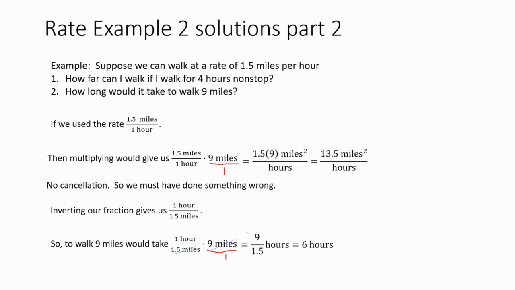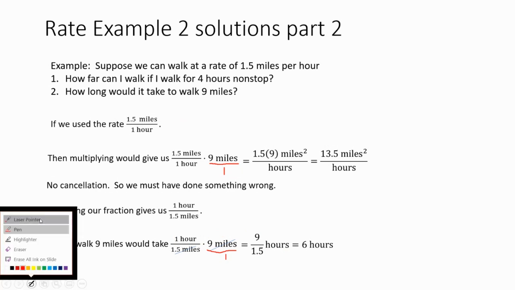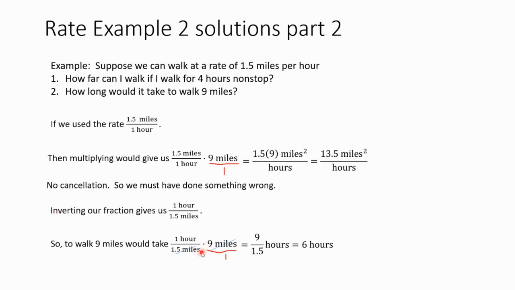So that's using the factor label method. It's just, again, multiplying, but you just want to make sure the right unit cancels, right? Again, we want to know how long, how many hours it takes us, right? So we want miles, that unit, to go away. Okay, that's great. Now, what questions do you have on this?